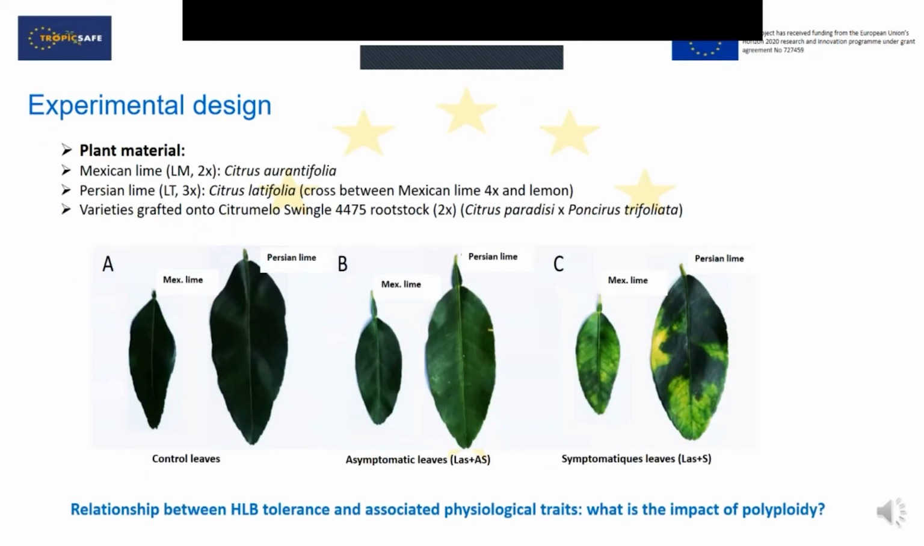Our system was, we investigated Mexican lime and Persian lime. All the trees were grafted on citrumelo, 2X, diploid citrumelo. On the picture, you can see that the controls are green, the Mexican lime and the Persian lime. With the evolution of the disease, you can see the asymptomatic leaves. They are less green. We know that they are infected, but they are less green. And you can see that the symptomatic leaves present very high symptoms.